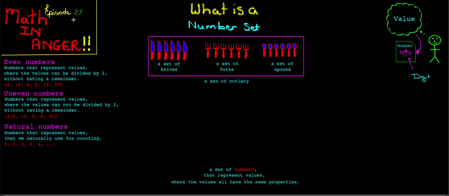This is episode 27, and in this episode we're going to look at what is a number set.